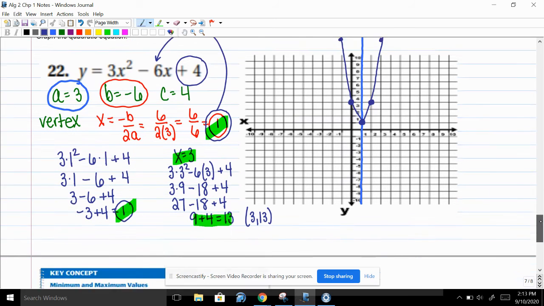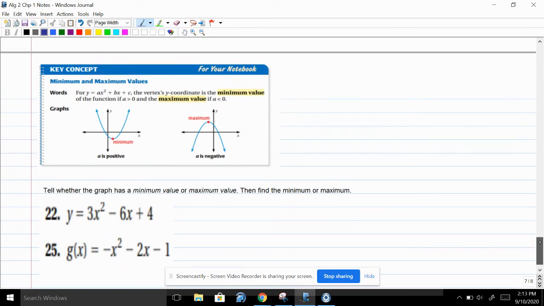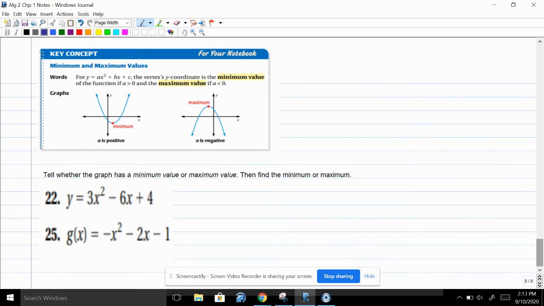All right, lastly, guys, I just want to talk about maximum and minimum values. We're not going to take too long on this. A graph is going to have a minimum value if it opens up, like this graph right here. A minimum is the lowest possible number something can be. So when the graph opens up, it has a bottom. The bottom, which is the vertex, that's your minimum. When a graph opens down, like that parabola does, that means it has a top. If it has a top, we call that the maximum.